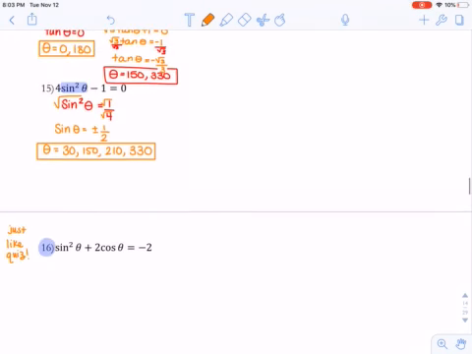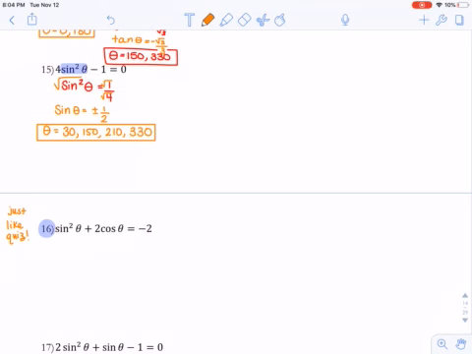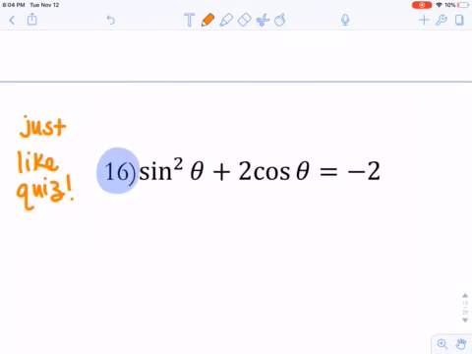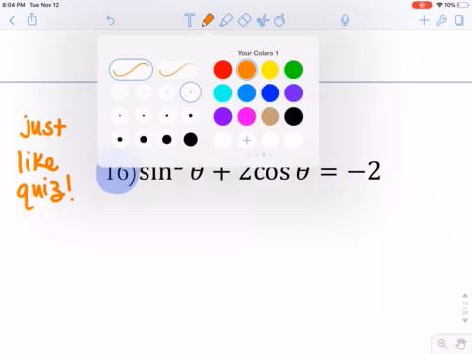Okay, 2 more that I want to do with you guys, and then we'll call it a day. Number 16, I highlighted it because there is an identity involved in this. This is just like the quiz. There is one with an identity.